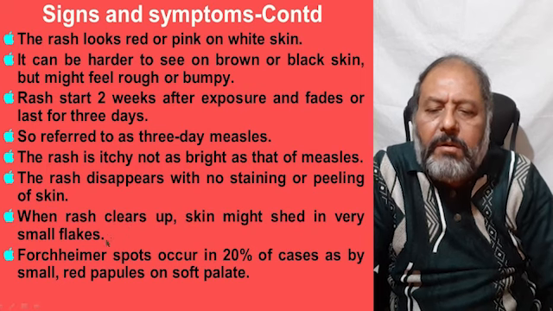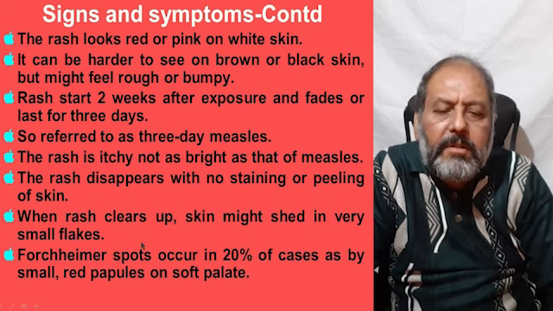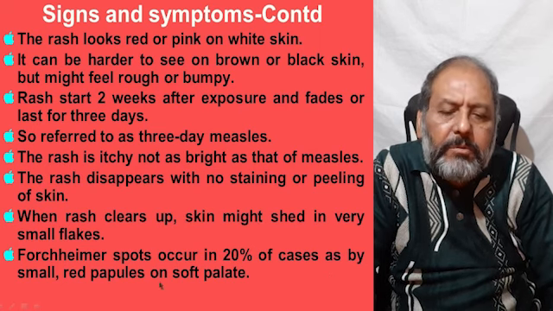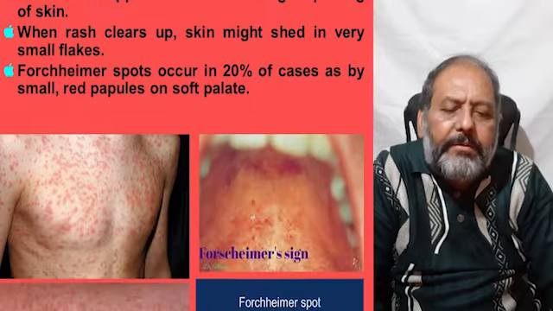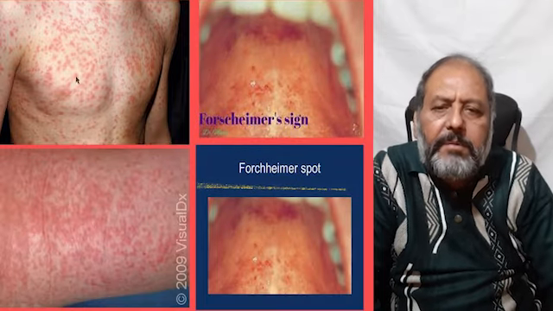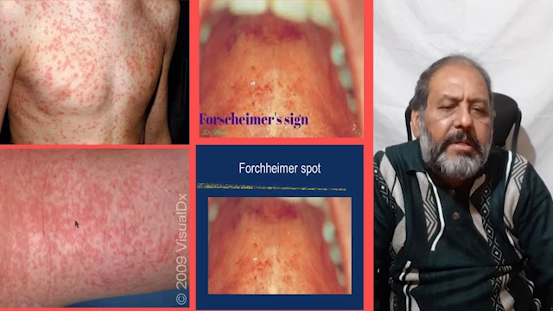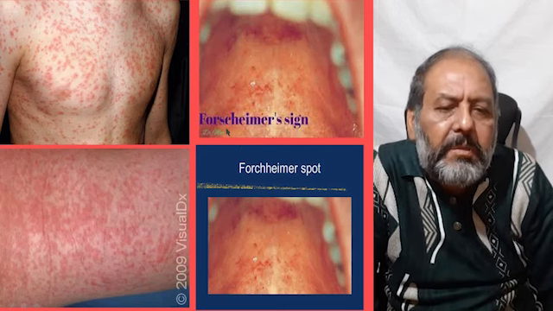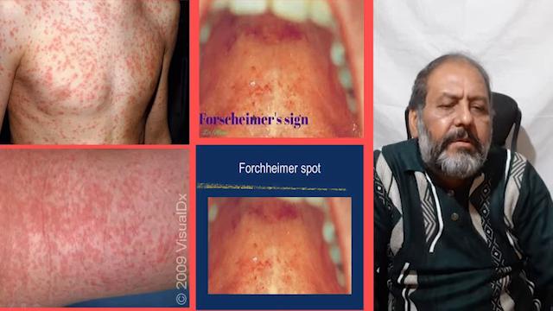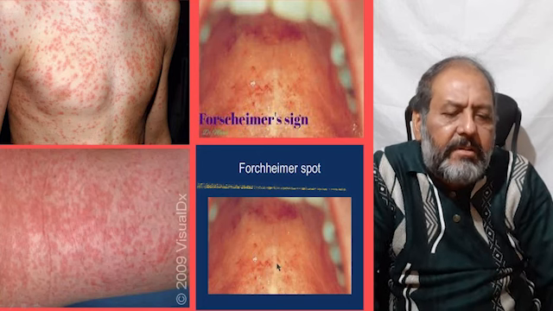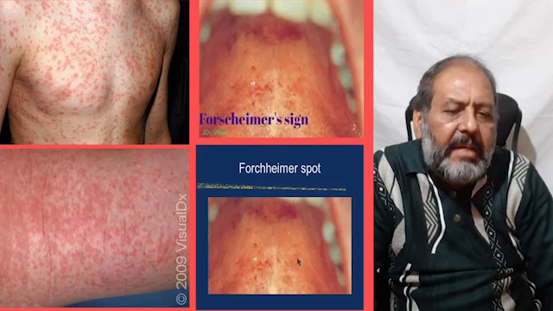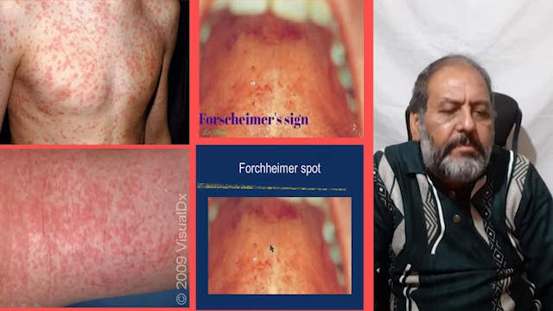Forchheimer spots occur in 20% of cases as small red papules on the soft palate. Here one can see the spots on the rest of the body, and these are the Forchheimer signs seen on the palate, and these are again the spots seen in the case of rubella as the Forchheimer spots.